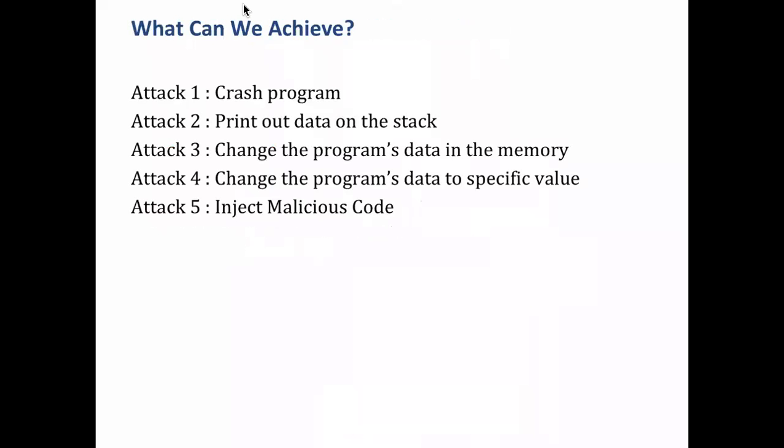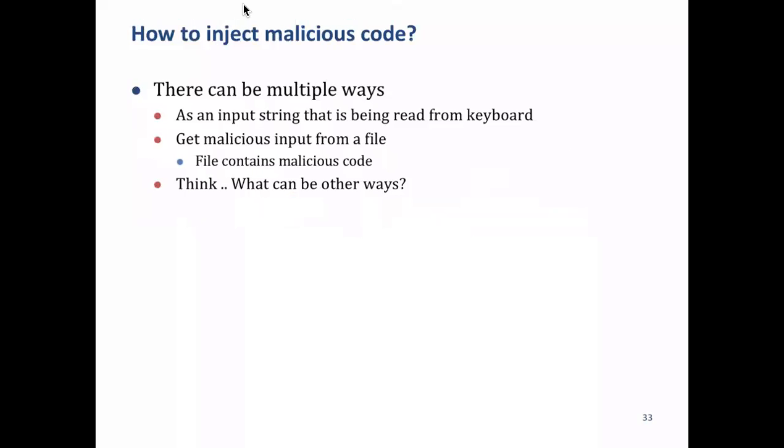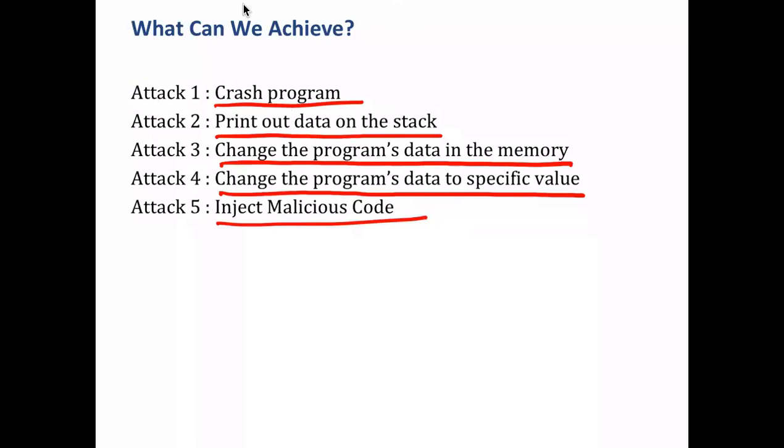So what can you achieve through this? You can crash a program. You can print out data on the stack, which we have done just now, the secret number and secret string. Change the program's data in memory. Change the program data to a specific value, and inject malicious code. Through format string vulnerabilities, you can also inject malicious code. Please read it from Wenliang Du's book. It's taken from that book, and they have given steps to achieve each one of these attacks.